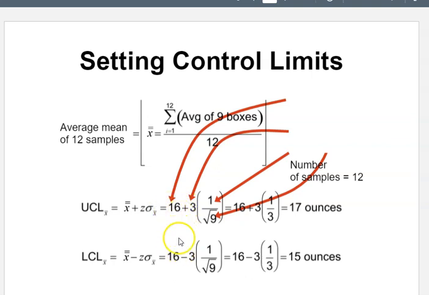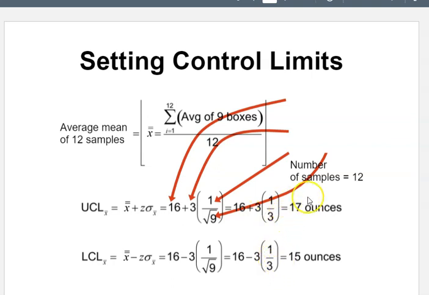Plus minus. Plus will give you the upper bound. Minus will give you the lower bound. 3 is how many standard deviations away from the mean, times 1 over radical n. And n here is 9 because we took 9 samples, right? So we just calculate 16 plus minus 3 over 3, that's 1.